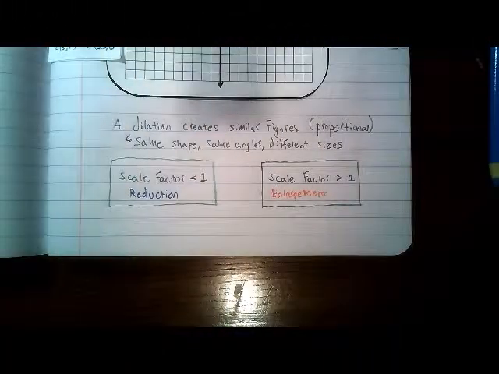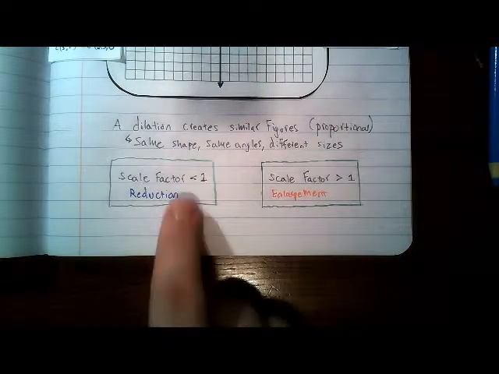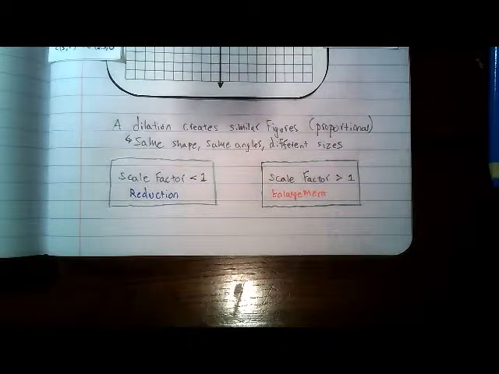Moving back down to our notes, we can see that in example 1, we had a scale factor that was less than 1, and that gave us a reduction. So any scale factor that's less than 1 is going to reduce the figure, because anything less than 1 is not a whole. Anything greater than 1 makes something bigger than one whole, bigger than the one whole triangle, and that's an enlargement. So those are the two different types of dilations that you'll run through.